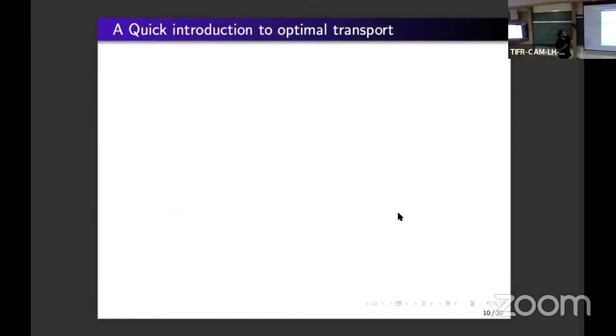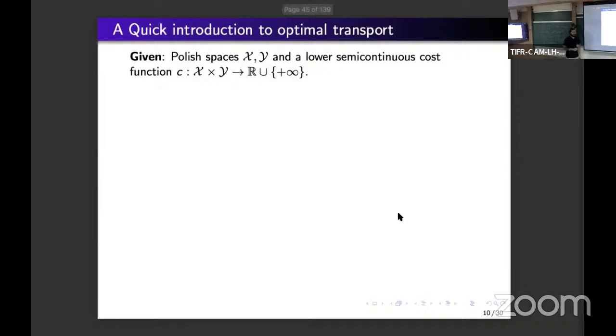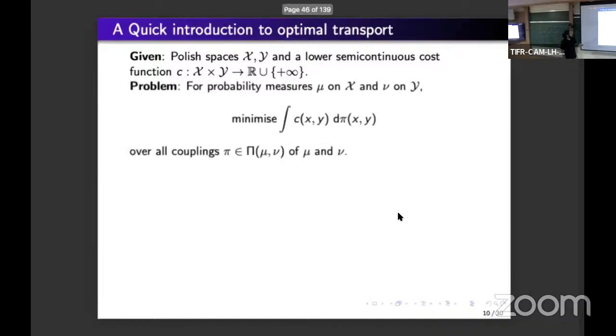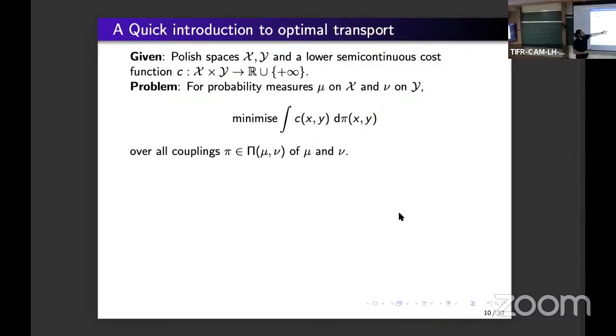So now it will be a quick introduction to optimal transport. This can be done in very general situations. I have X and Y Polish spaces, and I have a lower semi-continuous function, which is supposed to be a cost function. Then the problem is that if you give me probability measures mu on X and nu on Y, I want to minimize the total cost over all couplings pi of mu and nu. This is the statement of the optimal transport problem with cost c.